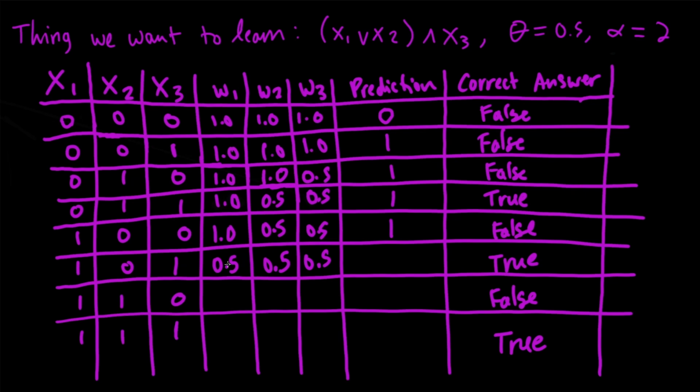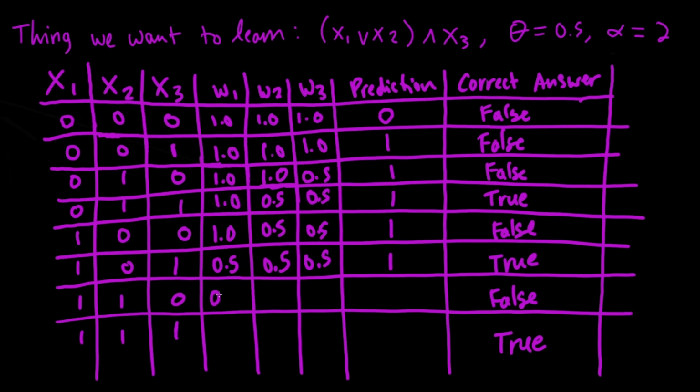So we're going to use x1 and x3 this time. So we've got x1 times w1 is 0.5, plus x3 times w3, which is 0.5, which is 1. So 1 is greater than theta, so we are going to predict a 1. And in this case, we predicted correctly because the correct answer is true, or 1. So we're not going to modify any of the weights in this case.